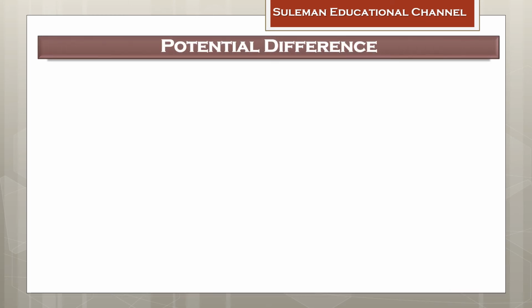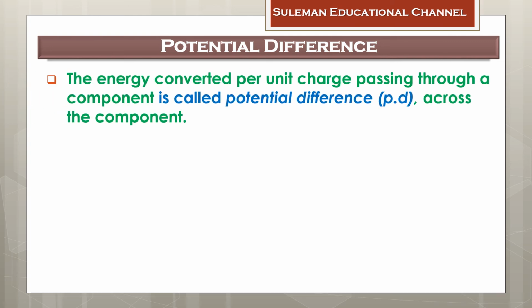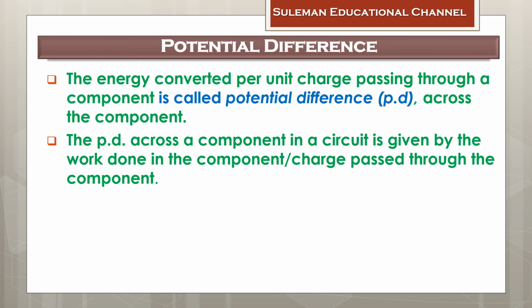Now let us explain potential difference. Potential difference is defined as the energy converted per unit charge passing through a component. For example, when a charge passes through a resistance, lamp or heater, it converts into other forms of energy. When a charge passes through a lamp, it is converted into heat and light. So the energy which is converted into heat and light per unit charge is called the potential difference.